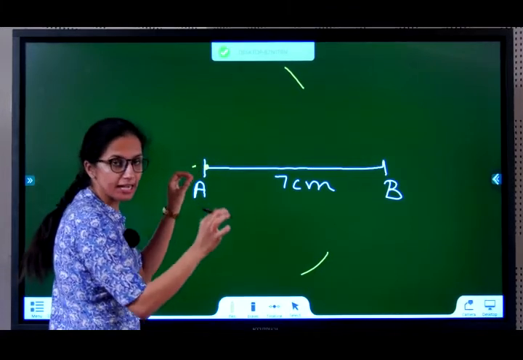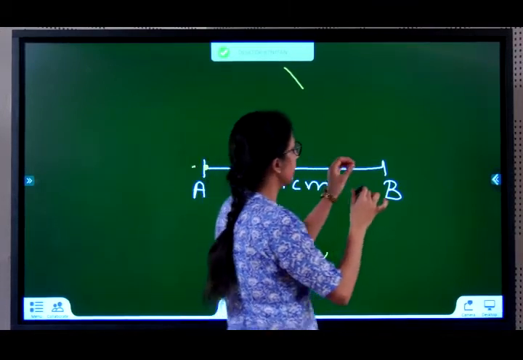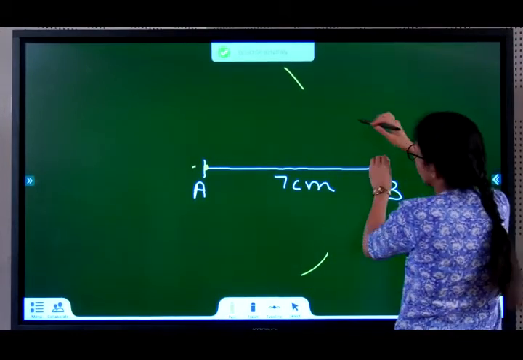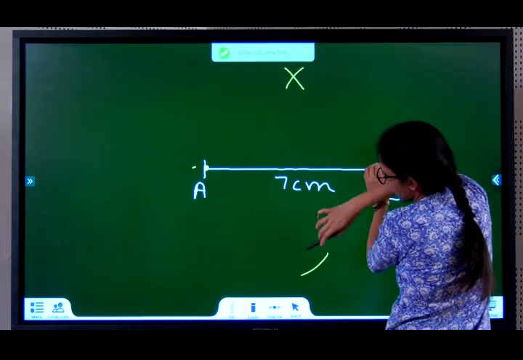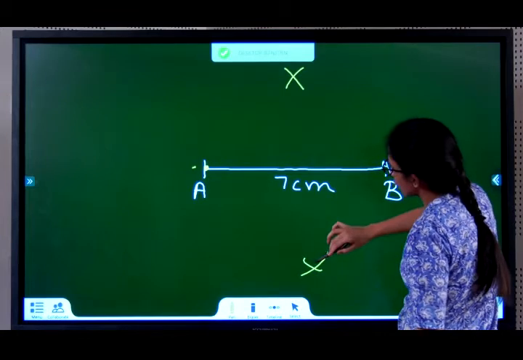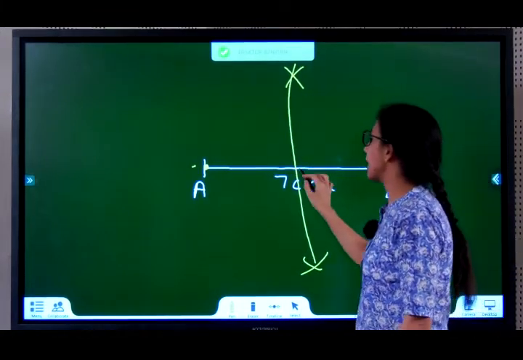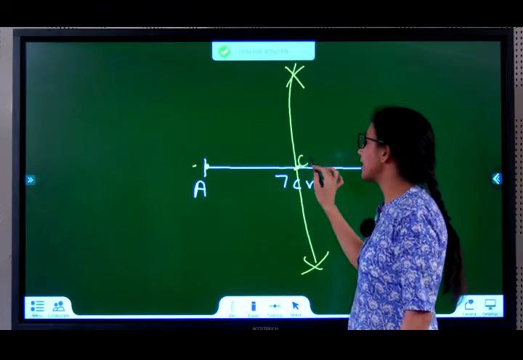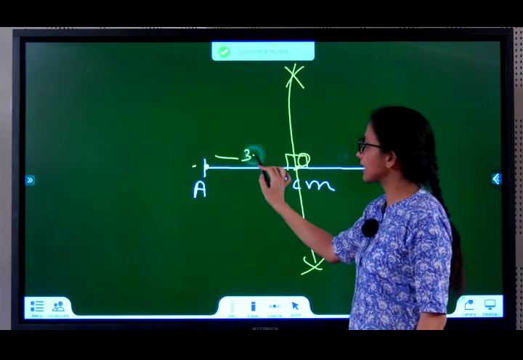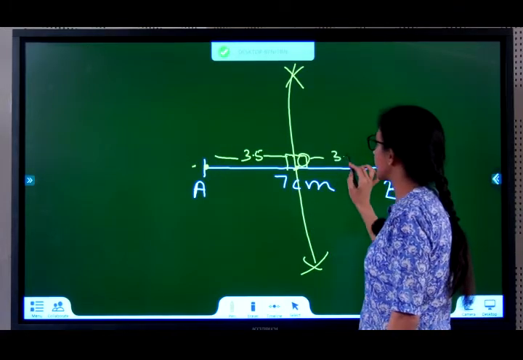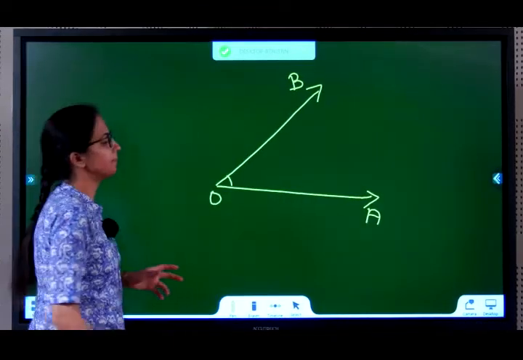Without changing the radius of the compass, now come here and keep the compass needle here and, with the same radius, cut an arc over here as well as here. If you join these two, you will see that this is the perpendicular bisector of AB, and if you measure this, it will be exactly 3.5 and 3.5.